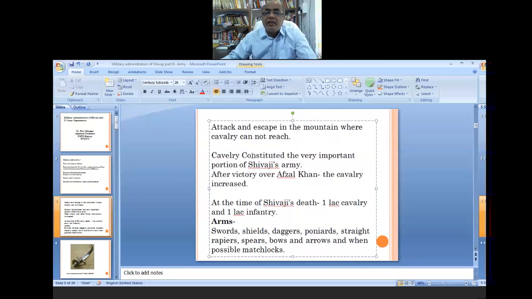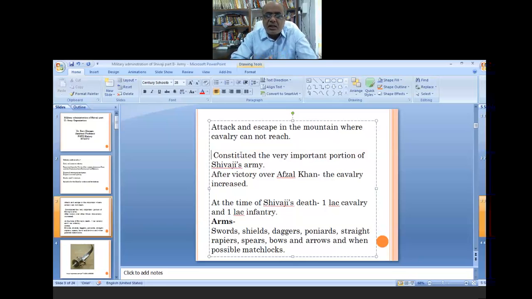Cavalry constituted a very small part of Shivaji's army initially, but later on, after the victory over Afzal Khan, the number of cavalry increased. It is recorded in the Bakhar that at the time of Shivaji's death, he had a very substantial army, that is 1 lakh cavalry and 1 lakh infantry. It was quite a huge army if you take into consideration his small kingdom. But he had to fight in all directions.